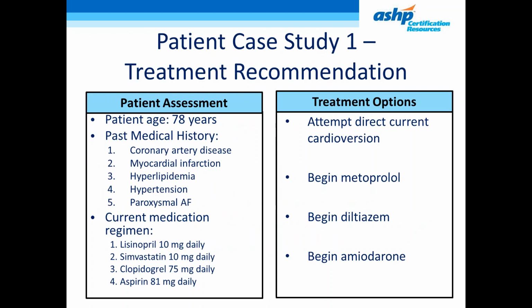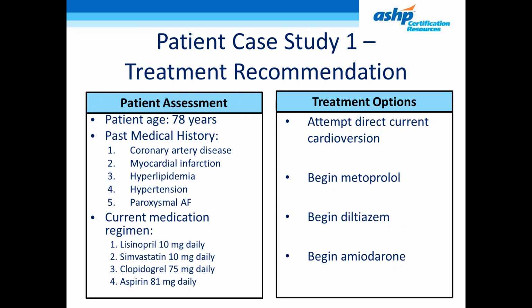If we look at this patient's information, the patient is greater than 65 years old. The patient in this case was 78 years old. The patient has a history of coronary artery disease, myocardial infarction, hyperlipidemia, hypertension, and paroxysmal atrial fibrillation. If we look at the patient's complaint today, his symptoms were somewhat minimal. And the patient currently takes lisinopril, simvastatin, clopidogrel, and aspirin.